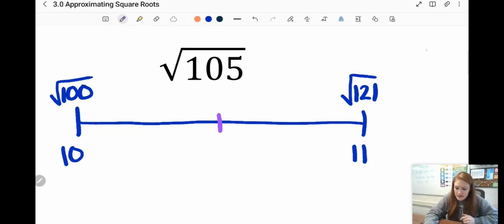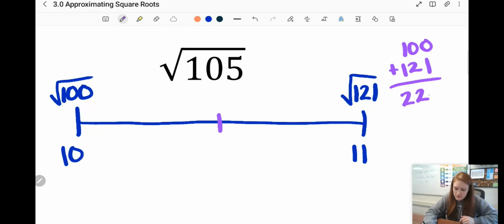And how we do that is we would add up 100 plus 121, and we get 221. It's always going to be an odd number. Always. Okay? You will always end up with an odd number when you're adding these, which means if we end up with an odd number, our halfway point is always going to be something 0.5, okay? So how do I figure this out? Well, how do I do this in my head?